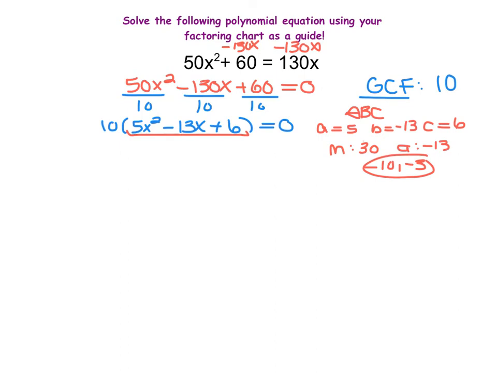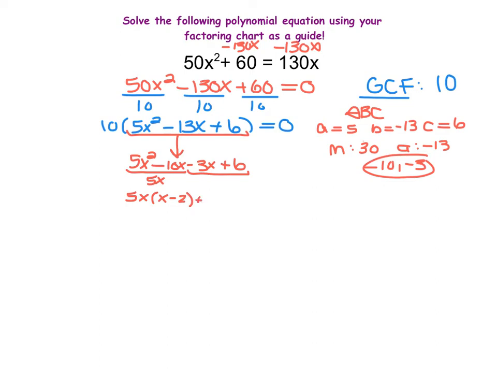So I'm temporarily going to just focus on this part in red and factor that a little bit further using the ABC method. Here I'm going to rewrite this as 5x squared, and the negative 13x I'm going to write as negative 10x minus 3x plus 6. Then, using the ABC method, I break this up into pairs. My greatest common factor in the first pair is 5x.